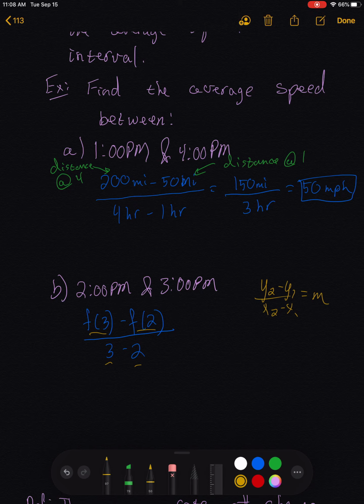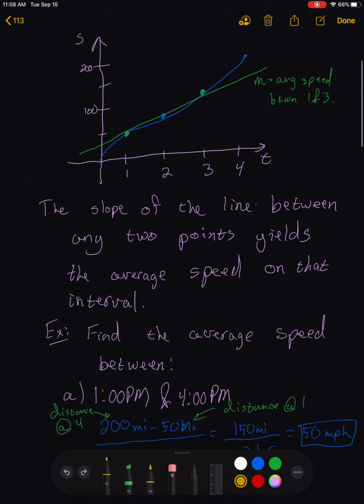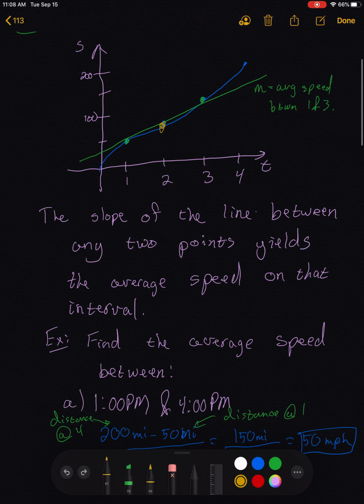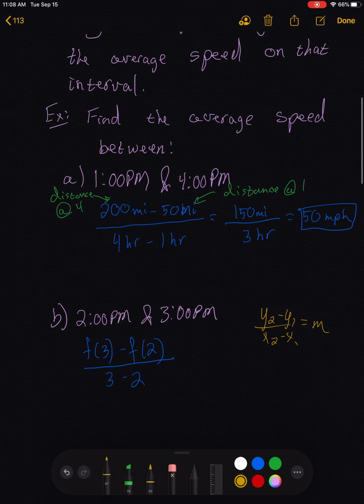What we're doing is finding the slope of the line between the points where x is 2 and x is 3. So if I go back up to my picture between 2 and 3, if I connected those with a line, the slope of that line is what we're calculating here to find the average speed between those 2 points. We call those lines secant lines.